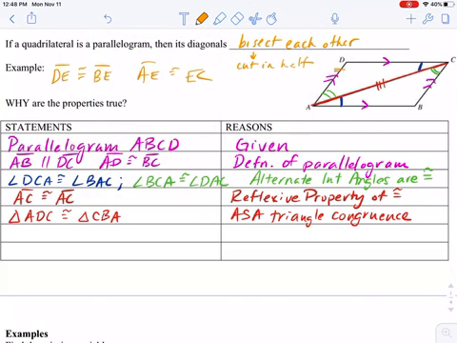So I could say that AD is congruent to BC because they are corresponding parts of congruent triangles. I can also say that DC is congruent to AB, corresponding parts of congruent triangles are congruent.